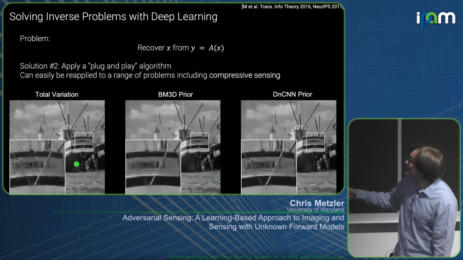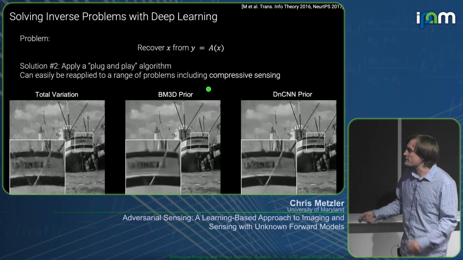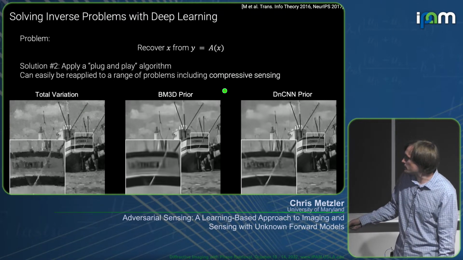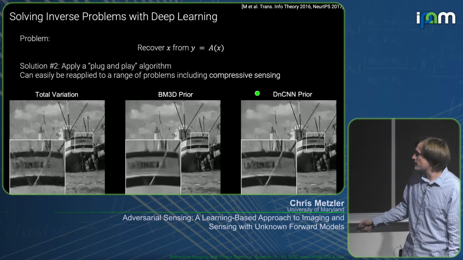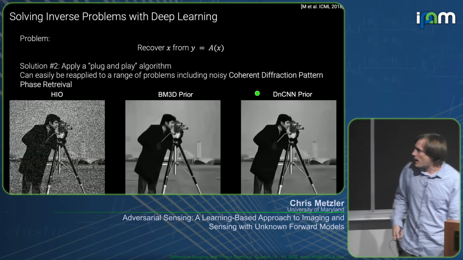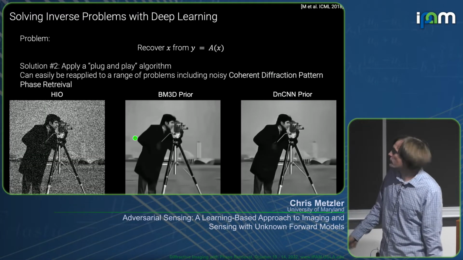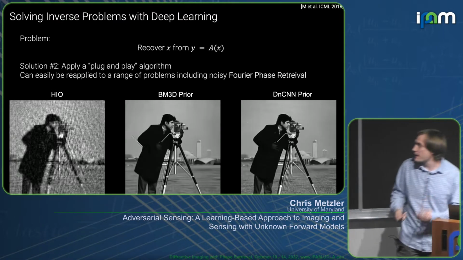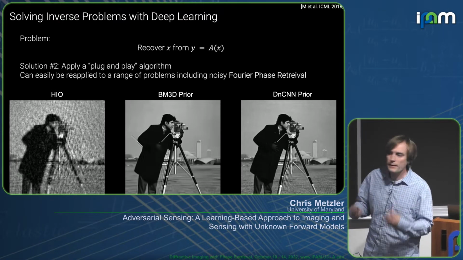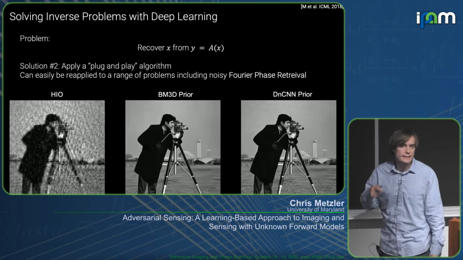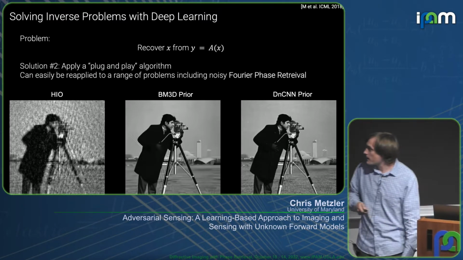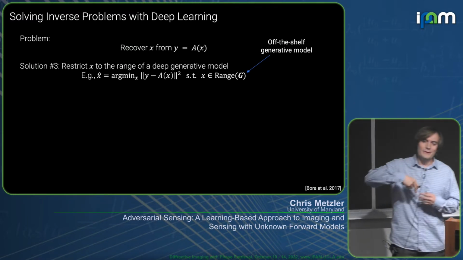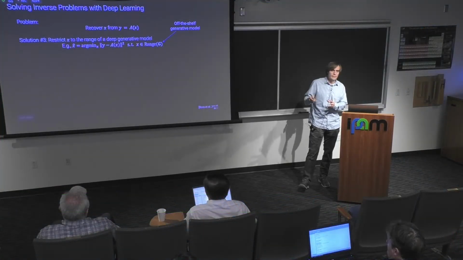And it can be easily applied to a range of problems, including compressive sensing, where total variation priors are compared to plug and play with BM3D and deep neural networks on the right. It can also be applied to phase retrieval problems, both with coherent diffraction patterns, and in the more challenging case of Fourier phase retrieval. Although in this case, the initialization becomes a little more tricky. Right. And so that's the plug and play approach.